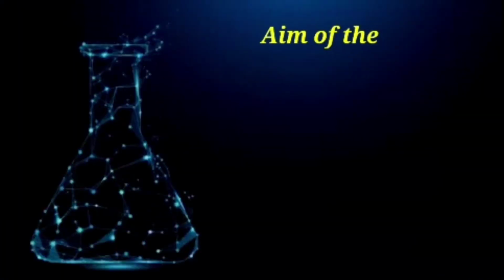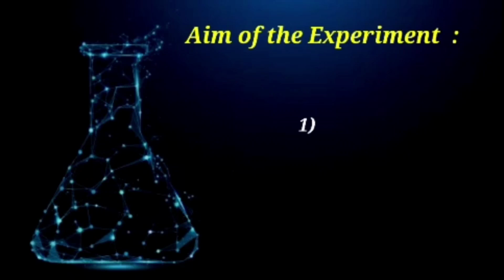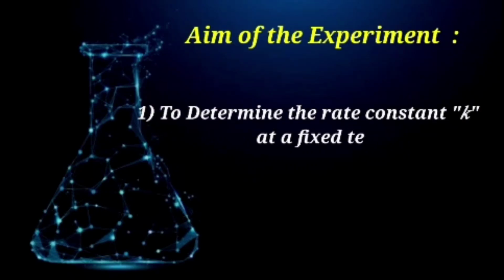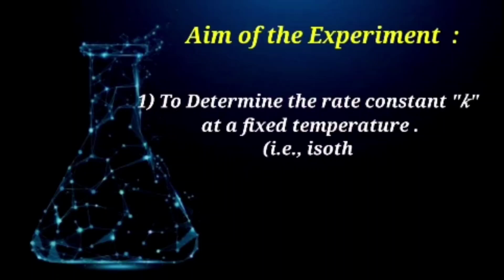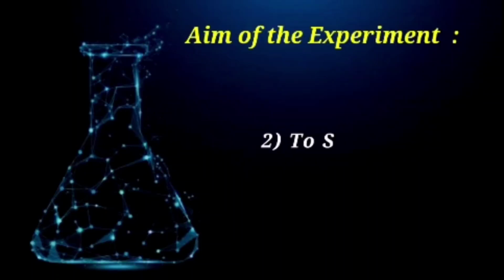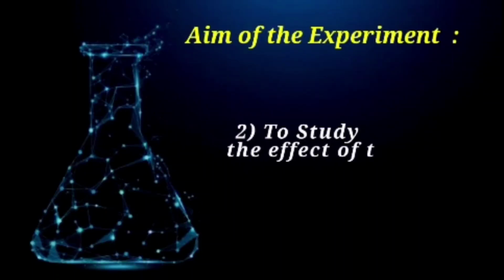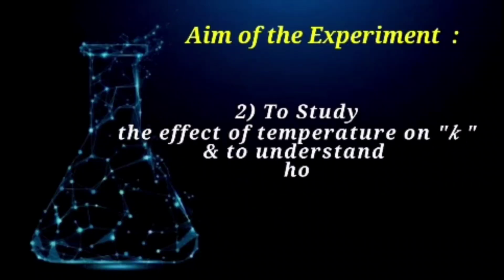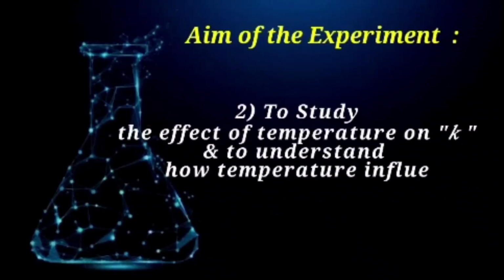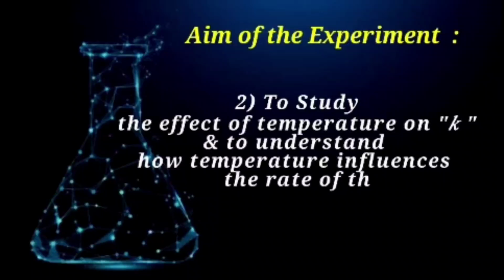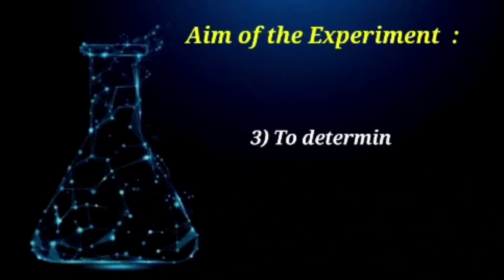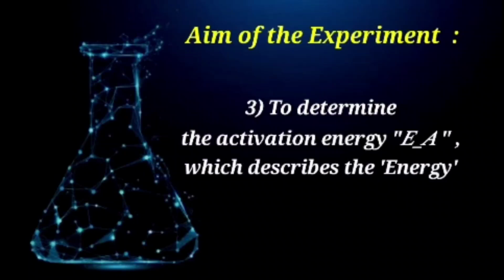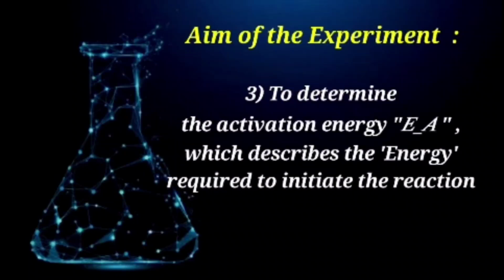Aim of the experiment. First, to determine the rate constant K at a fixed temperature, that is, isothermal conditions. Second, to study the effect of temperature on K and to understand how temperature influences the rate of the reaction. Third, to determine the activation energy EA, which describes the energy required to initiate the reaction.